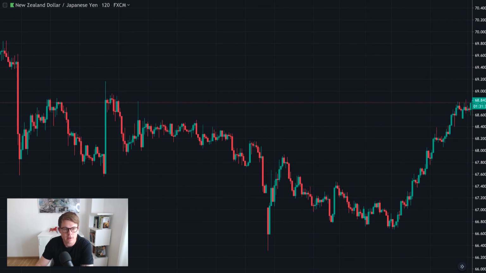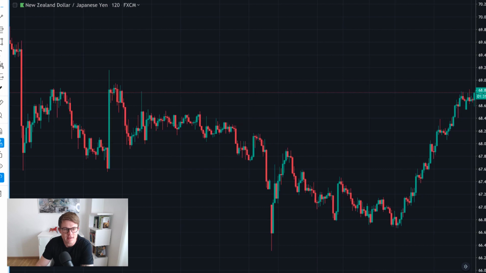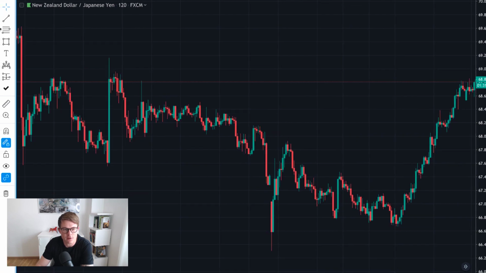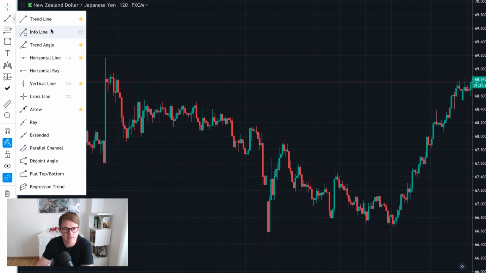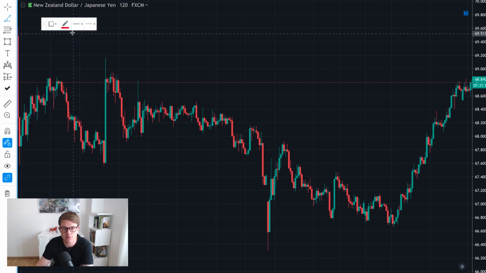In TradingView, let me actually move this into the frame. Here on the left hand side you have your toolbar, and here we have our trend lines. When you open it, it is right here. You can also use info trendline or trendline angles, which is interesting. So let me use this one, and then I will just change the color.